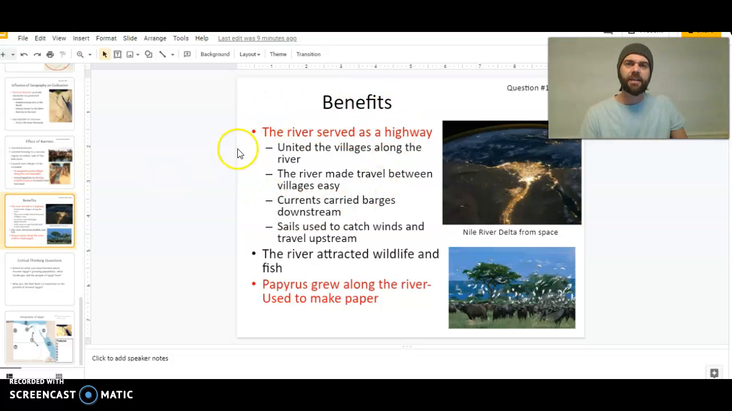The benefits, the river served as a highway, not only for goods, but for information. People were able to travel up and down the Nile and spread their culture, their influences, and their information.